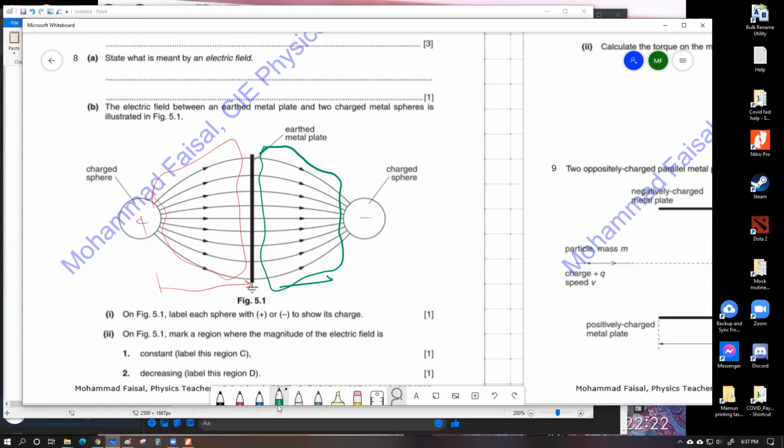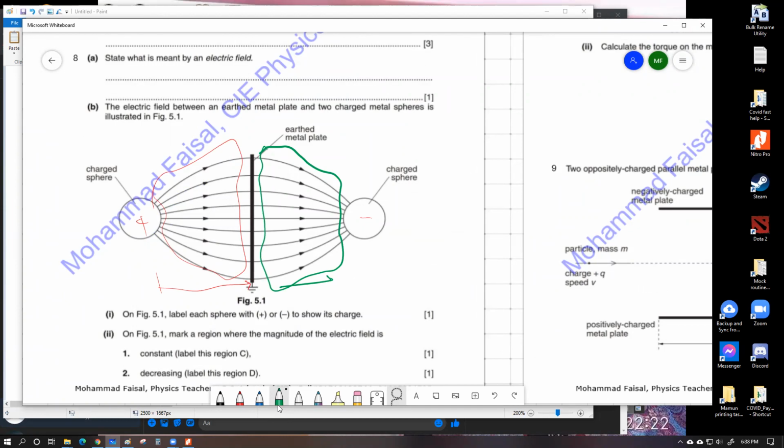Now, you can see that these are continuous curves. So at which position is the electric field actually uniform, or constant? The magnitude of the electric field is only constant where the field lines are parallel. But you can see it very well, these are curved lines. Curved lines are not parallel.